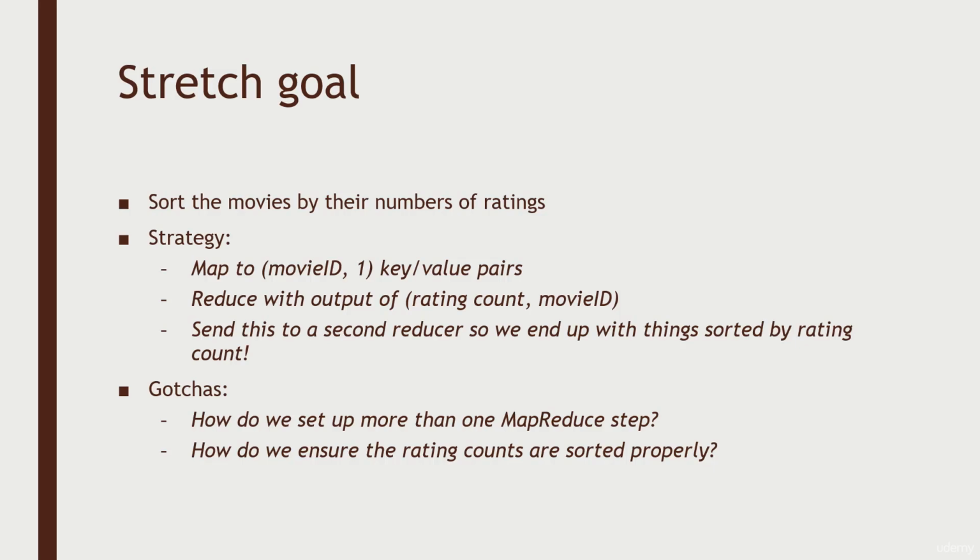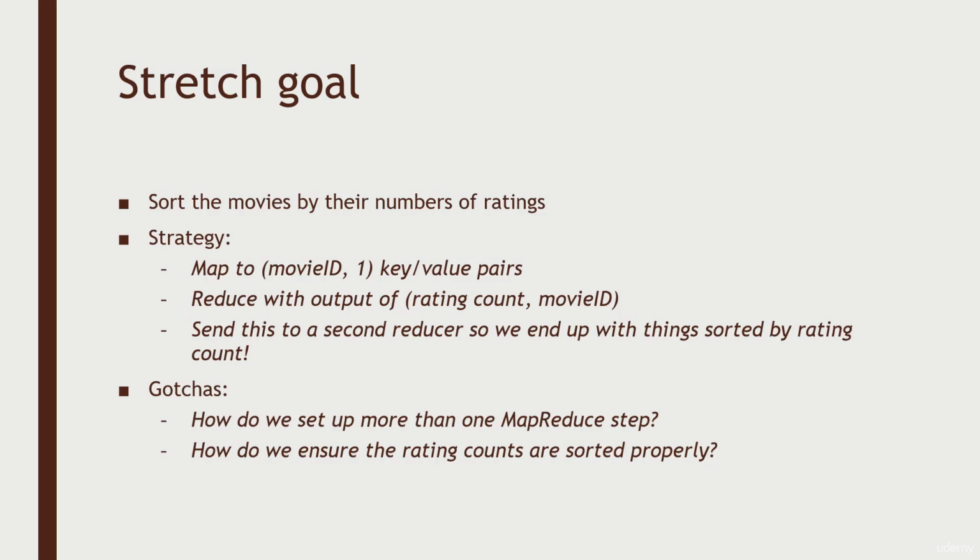So here's one strategy for doing it. In the mapper, what we can do is output movie ID for the key and then 1 for the value. Okay, so just like we were doing before to count things up, same idea. But then when we get to the reducer, what we're going to do is output things flipped. So instead of movie ID and the total count of ratings, we're going to flip that around to actually output the rating count as the key and the movie ID as the value.